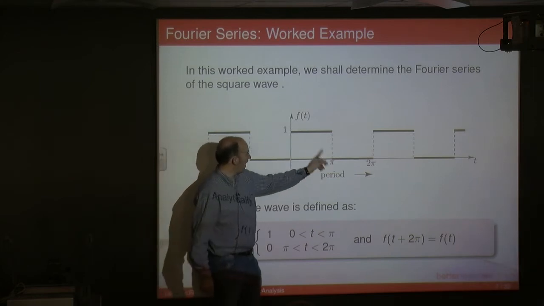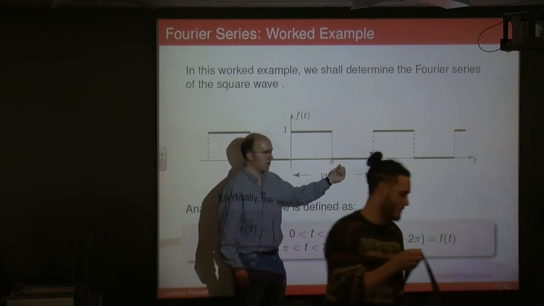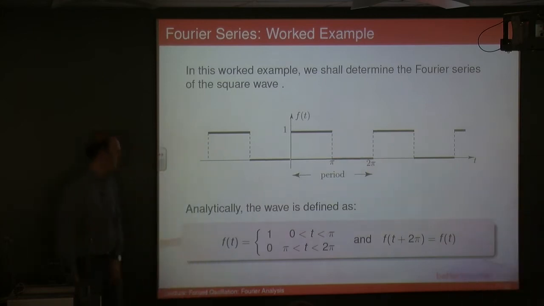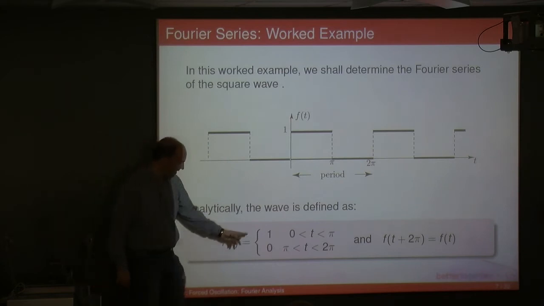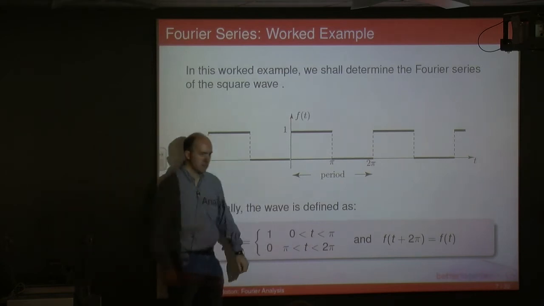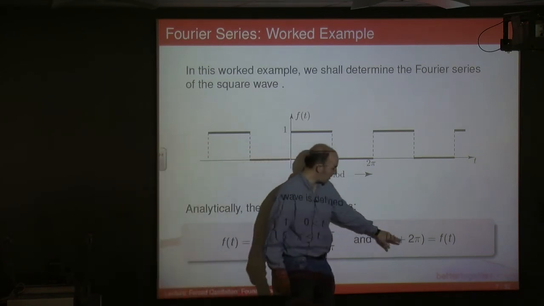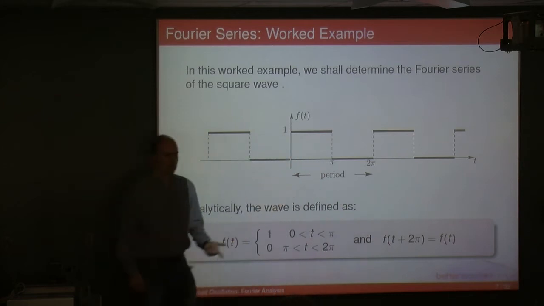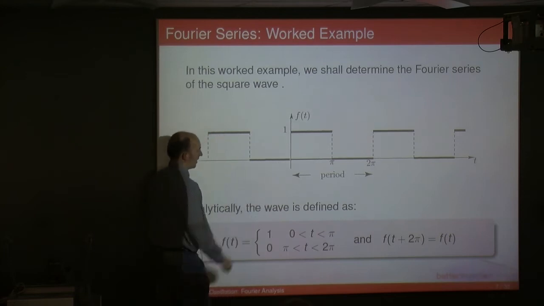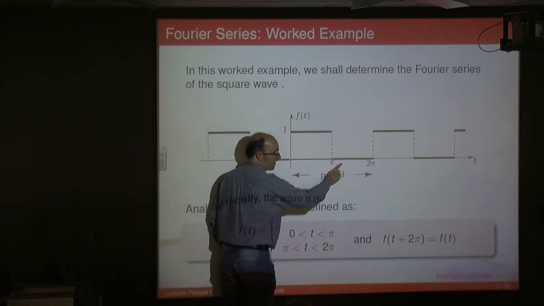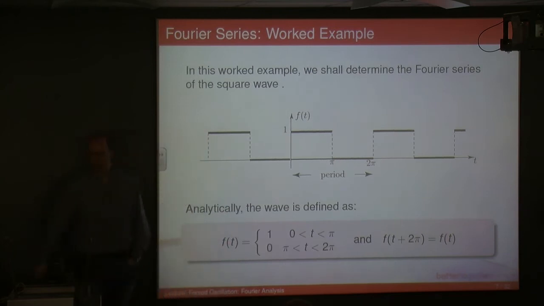And between 0 and pi, we've got a value of 1, and between pi and 2 pi, we've got a value of 0. If you describe this wave analytically, you can say that the forcing function is 1 between 0 and pi, and is 0 between pi and 2 pi, and f of t plus 2 pi is equal to f of t, because if you take a point here and add 2 pi to it, you get the same value. Here add 2 pi, I get over here, I get the same value, and so on. So the thing repeats itself every 2 pi seconds. Very, very simple forcing function.